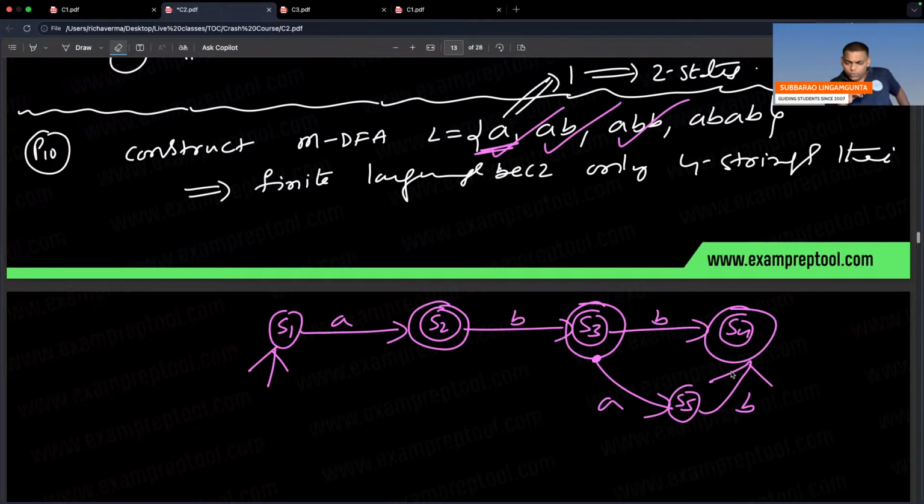Right. Now some people are asking, sir, it is a DFA. So if you observe clearly, no string starts with B.